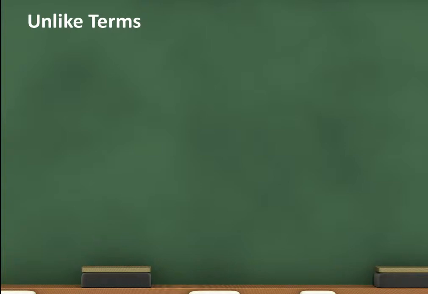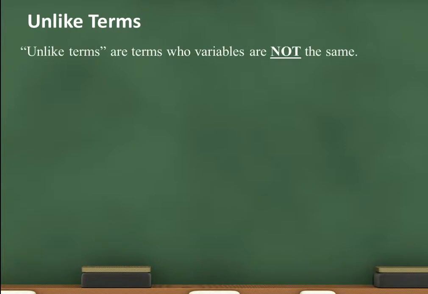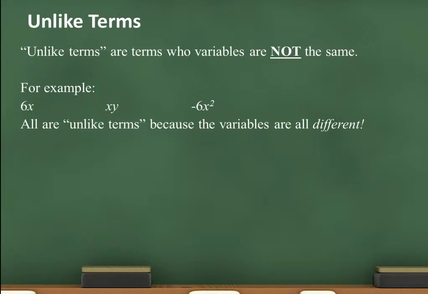Unlike terms. Unlike terms are terms whose variables are not the same. For example, 6x, xy, and negative 6x squared. All these are unlike terms because their variables are all different.